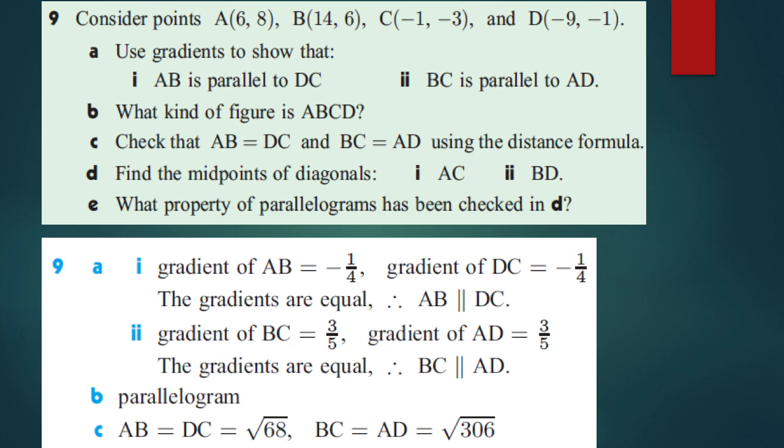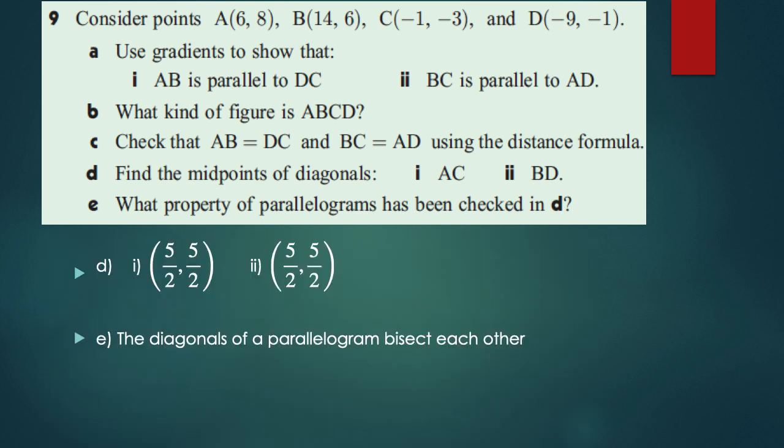Now with parallelograms, there are some properties that come out with the diagonals. So one of the things is that the diagonals of the parallelogram bisect each other, meaning that where they cross and intersect should split the diagonals in half. And so for part D, when we're finding the midpoints of those diagonals, AC and BD, we get the exact same point. That would tell us that where they intersect is also the midpoint of each one of those diagonals, fulfilling the property of parallelograms that they bisect each other.